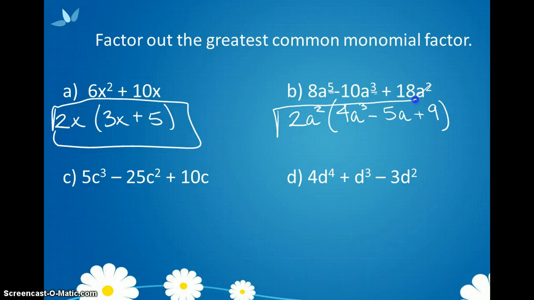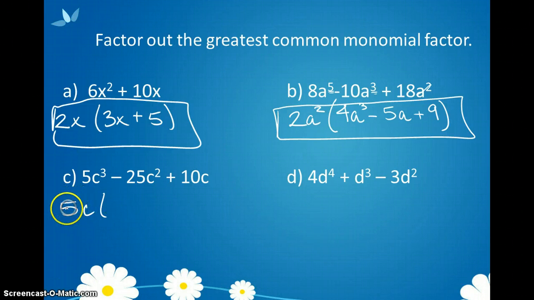If you would like to, and you're feeling pretty good about this, you can go ahead and press pause and then try C and D. If you're feeling a little bit shaky, you can walk with me through this and not fast forward for a little bit. So the common factor for 5, 25, and 10, 5 goes into all three of those numbers. And then my lowest exponent is just a c to the first power, but we're not going to write that.